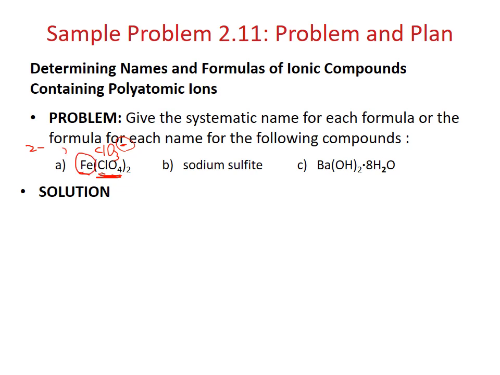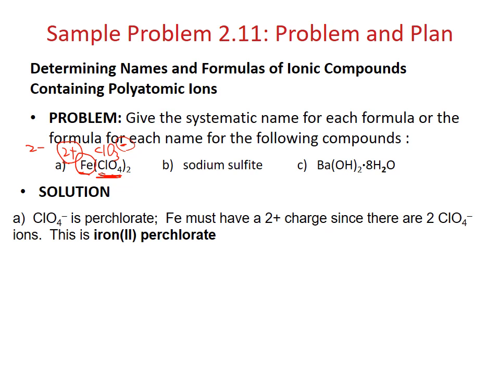2 plus. Remember iron has a variable charge, so 2 plus, 3 plus, and here the formula indicates 2 plus, and in the name you must specify 2 plus by Roman numeral. So the name should be iron(II) perchlorate. Note the Roman numeral 2 specifies the charge. Remember, Roman numerals are only used to specify ions with variable charge.